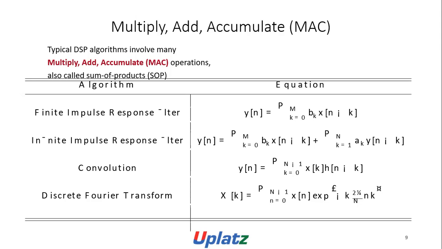Discrete Fourier transform, X[k] is equal to the sum over n equals 0 to N-1 of x[n] times exponential of minus j 2 pi k n divided by N.